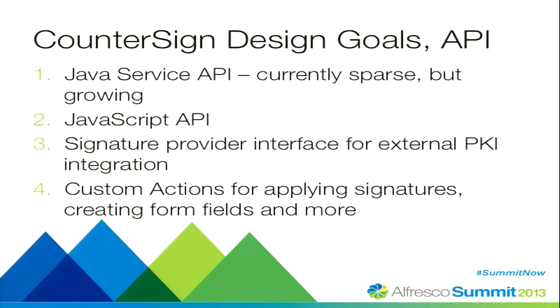We also have some design goals for the APIs that we're going to expose as a part of CounterSign. So there are really 4 ways to interact with this particular extension. There's a Java Service API. Right now it's very sparse, but I'm adding things to that with each release. There's a JavaScript API, and this API exposes a new root scope JavaScript object called CounterSign that you can use to access some of the underlying functionality. There's the aforementioned signature provider interface for external PKI integration. And lastly, there's a set of custom actions that we can use for things like applying signatures. We can also use that for creating signature form fields and doing some other signature-related items.